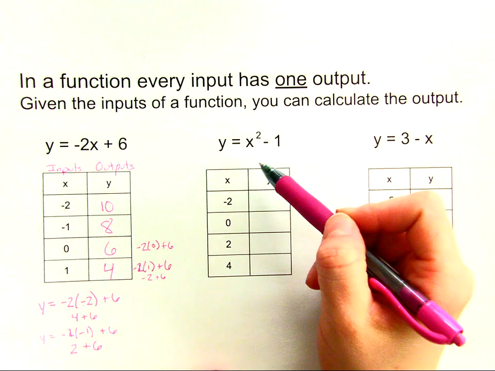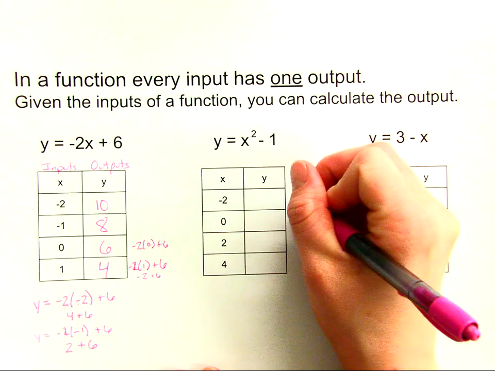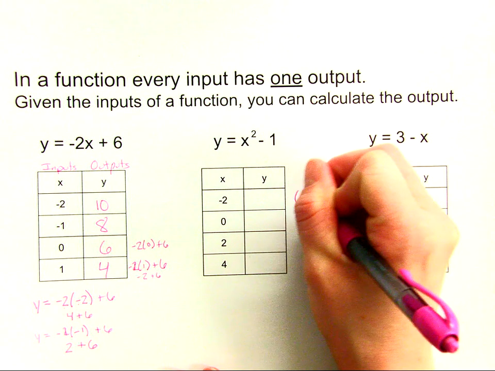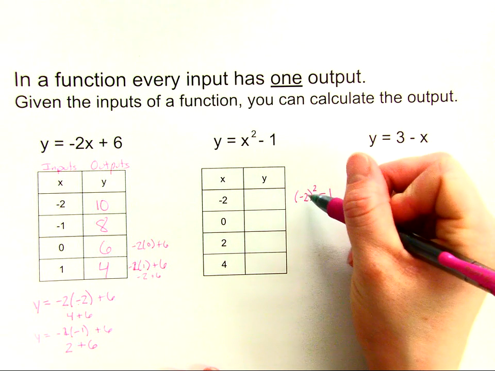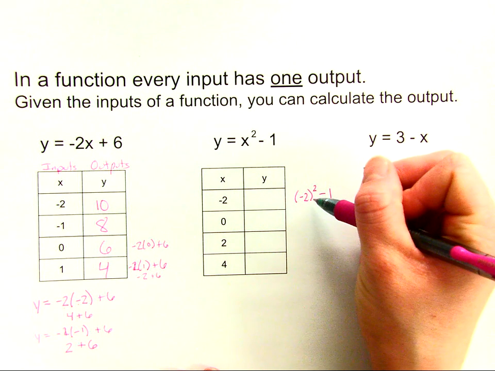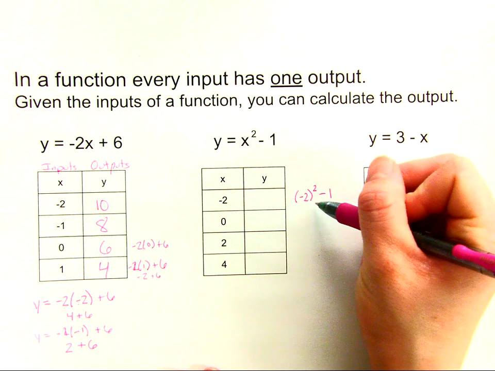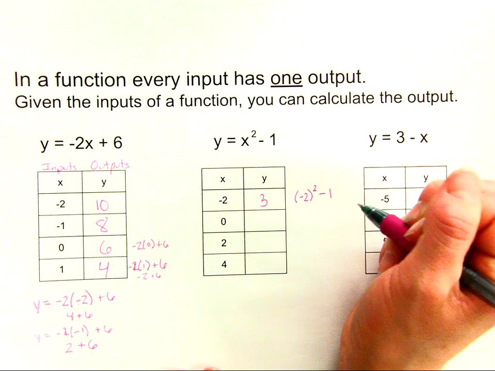So this second equation, notice we've got an exponent here. So when I plug in my input, I need those parentheses around to enclose that negative. Okay. So -2 times -2 is going to be a +4. If you typed this into your calculator and did not use parentheses, it's going to give you a -4, which is not correct. This is +4. Subtract 1 gives me 3.